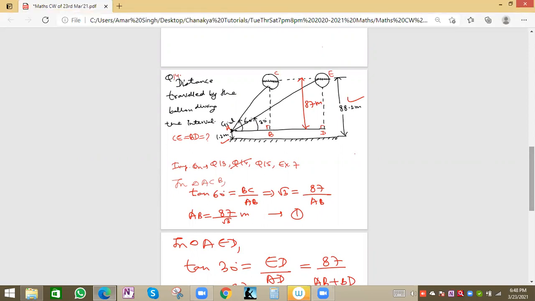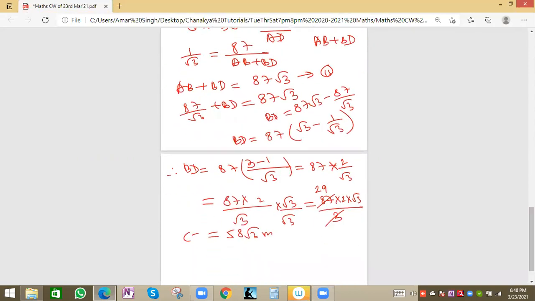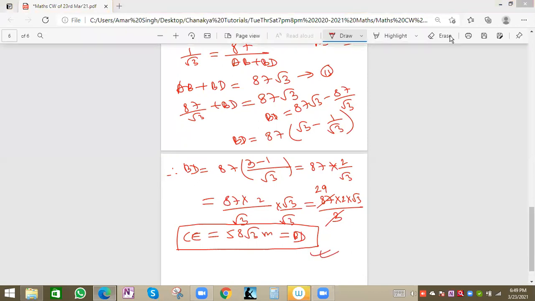So BD will be equal to C because height is not changing, only horizontal position is changing. So BD will be equal to C. So hence we can write C equal to BD, equal to the total distance travelled by the balloon in that time period, which will be 58 root 3 value. 58 root 3, right.